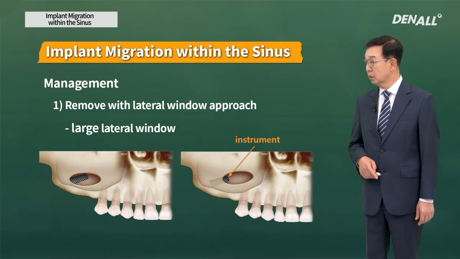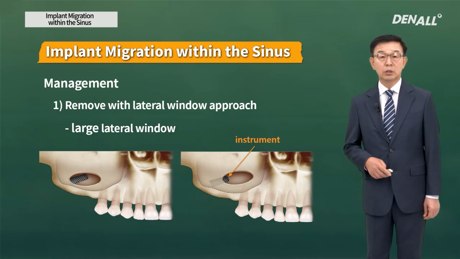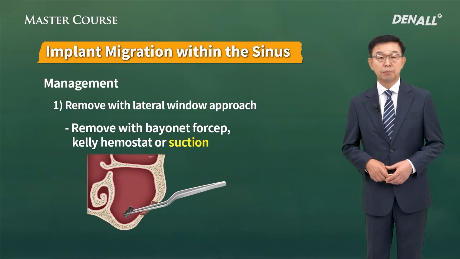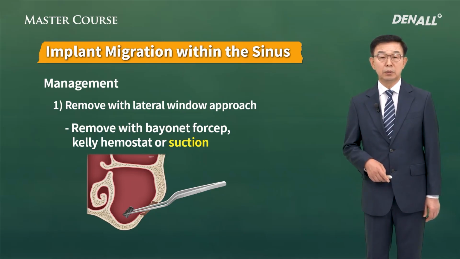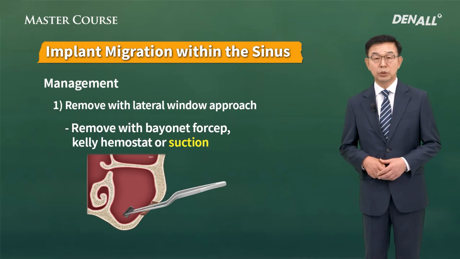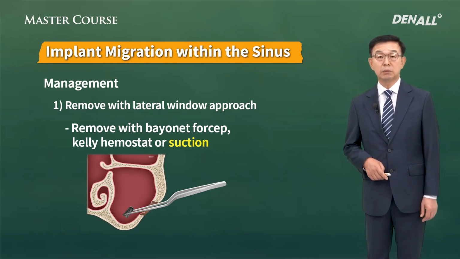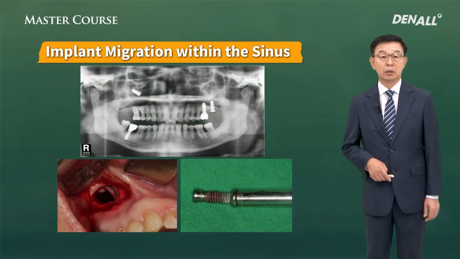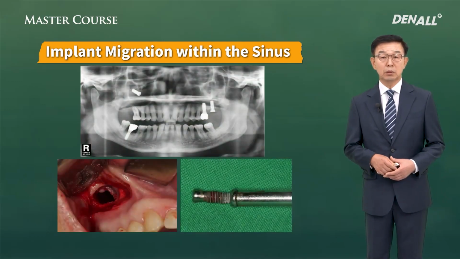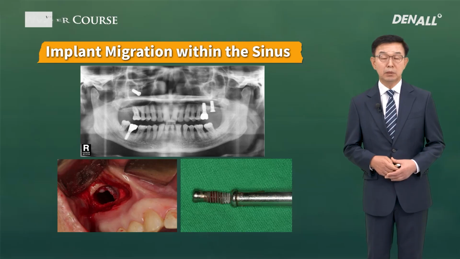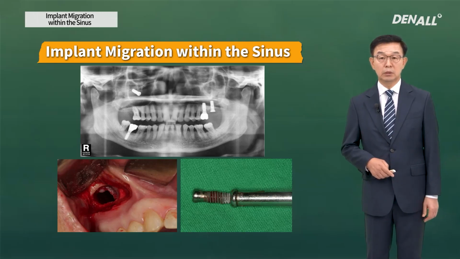You can remove it as you see it, but even if you form a window, at times you may not be able to see it. If you're able to see it, you can use forceps or a Kelly to remove it. If you cannot see it, the best way is to use a suction tip. Form the lateral window, insert the suction tip within the window, and form negative pressure to remove the implant.